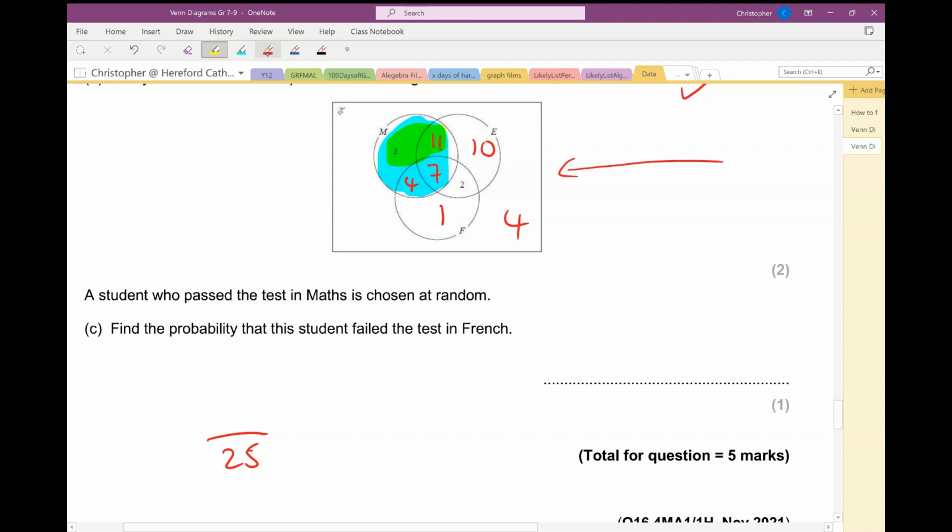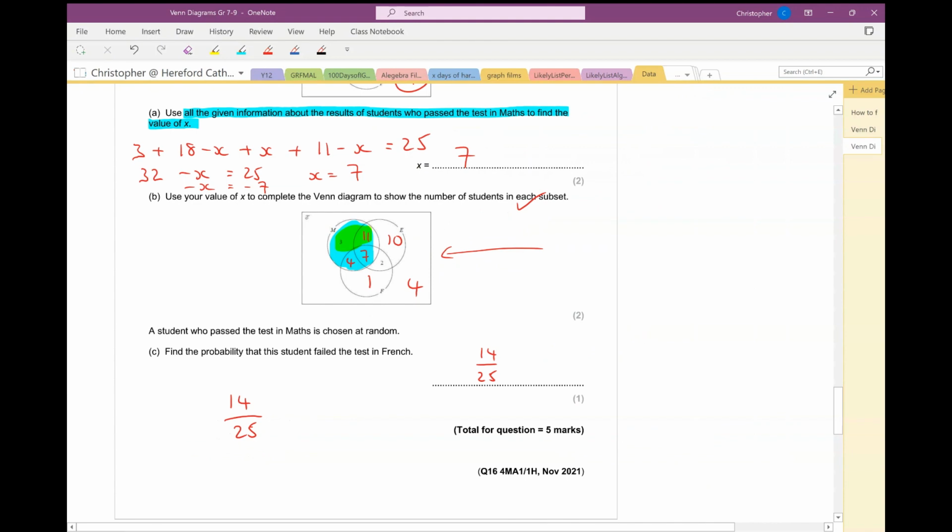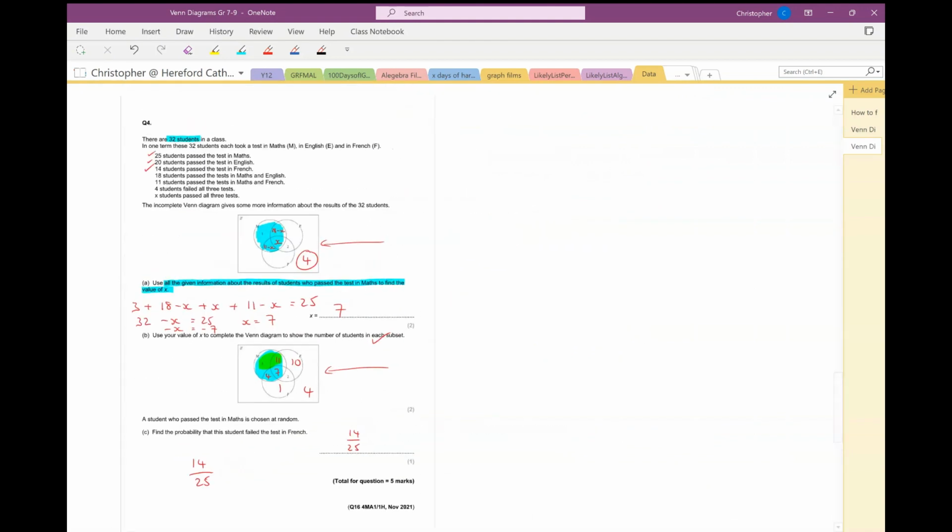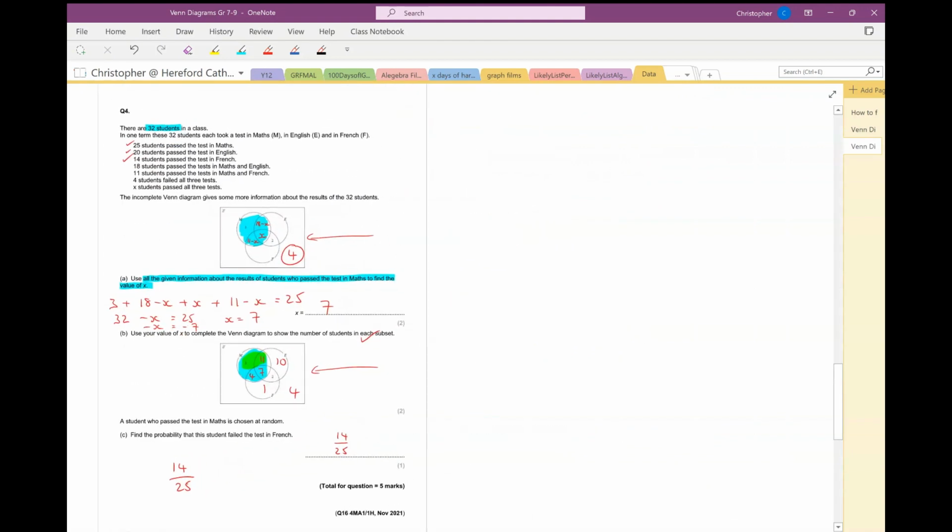So that's 14 out of 25, which I can't cancel. So the probability of that student having failed the test in French is 14 out of 25, and that's 5 marks on the paper. Thank you very much. That'll do. Easy 5 marks, I hope.